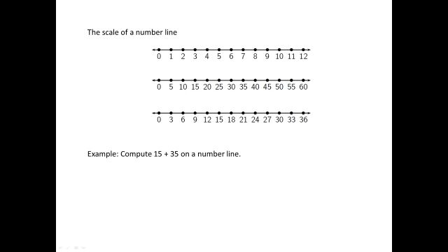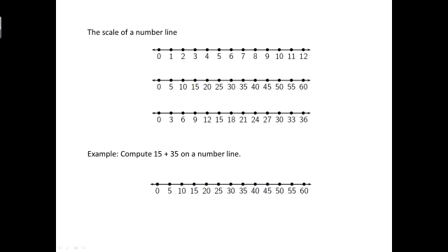Example, compute 15 plus 35 on the number line. If we were to try to do this calculation by using a number line with step sizes of 1, it would take us a very long time to actually get to 15, and then to get 35 beyond there. Hopefully you can see intuitively that 5 works well with both 15 and 35. We'll later see that this number 5 is known as the greatest common factor of 15 and 35, but that's not important right now. We will use a number line with step sizes of 5.